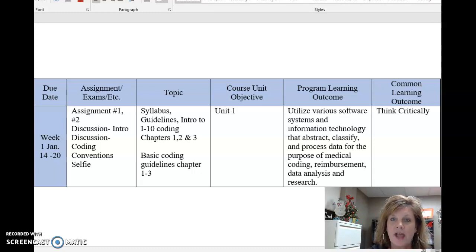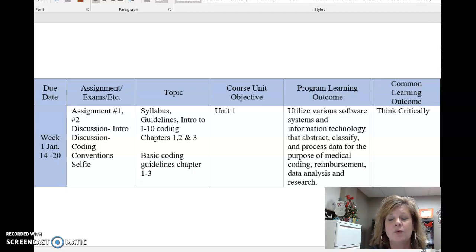You also will have to utilize the ICD-10 CM Coding book. Now, this book here is where you're going to find your answers for diagnosis. And then you have an ICD-10 PCS book, which is where you're going to find your procedures.